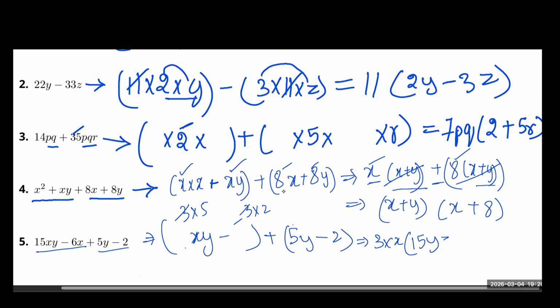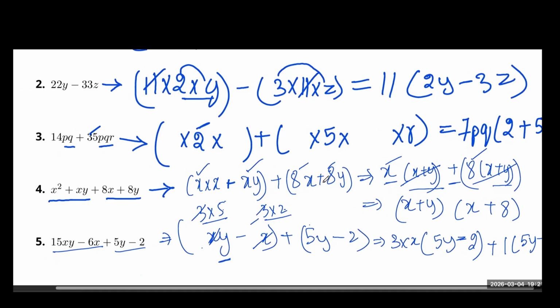So 15 I have written as 3 into 5, 6 was there, I have written it as... So if I take 3 and x as common, the leftover part is y, 5y, minus as this. Now 2 and x, sorry, 2 and nothing is left over, right? So 5y minus 2. From here, 5 and y are left, so 5y minus 2 is left, so I have put it plus. Here there is nothing common between 5y and 2, right? You write it as 5y minus 2 only, and I'll take 1 common.